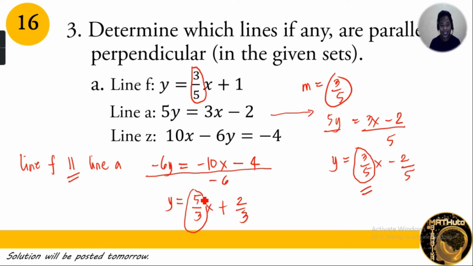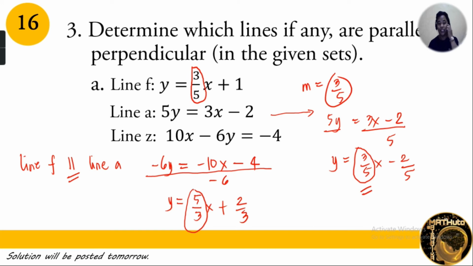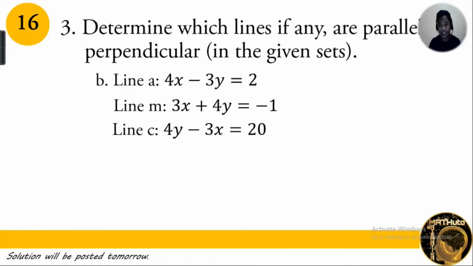Yung ating line Z, ang slope niya ay 5/3. So, hindi naman siya pwedeng perpendicular sa ating line A at line F kasi nga, masasabi natin siyang perpendicular kapag yung slope niya ay negative reciprocal ng slope ng kabilang line po. So, kapag hanapin natin yung negative reciprocal ng 3/5, it should be negative 5 over 3. So, kaya po siya ay hindi perpendicular.